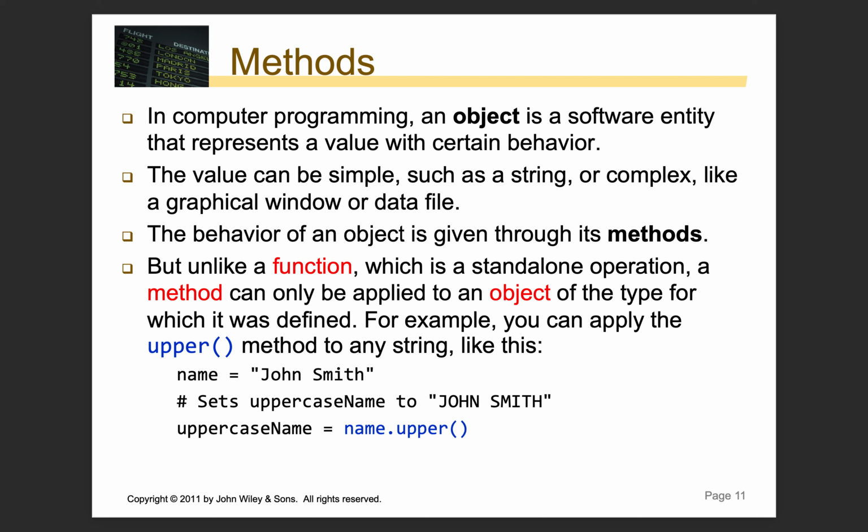For example, you can apply the upper method to a string. And then here's the example. So we have something like John Smith. If we then say name.upper, that's going to turn John Smith all into uppercase letters, and then store it in a variable called uppercase name. Okay, so functions are general purpose, and they can be called and given lots of different parameters, whereas a method can only be applied to the object for which it's defined. So the upper method has been defined to work on objects that are strings.